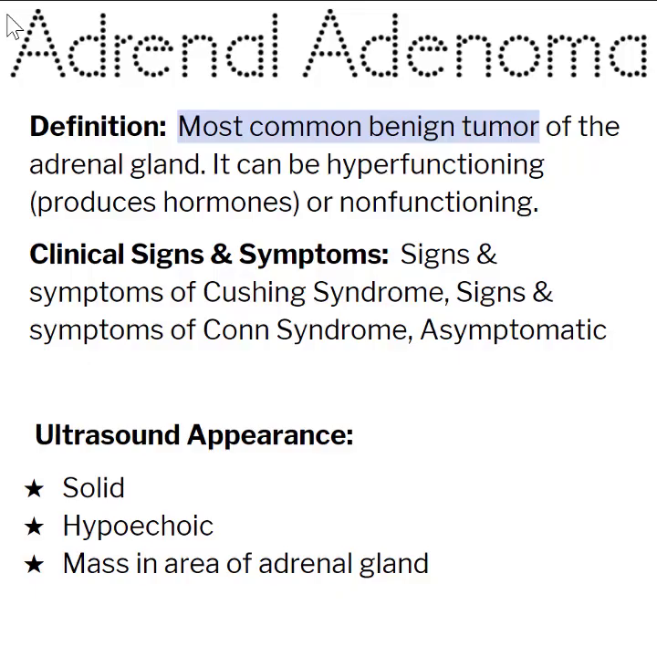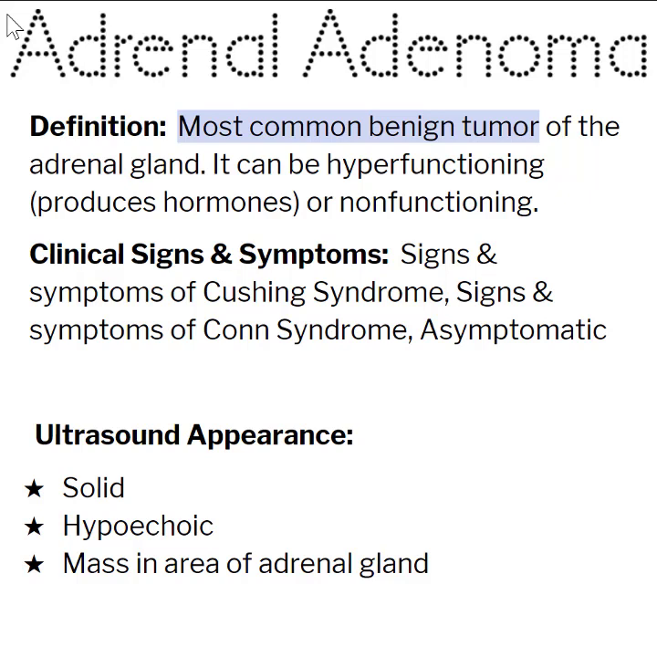So adrenal adenomas are the most common benign tumor of the adrenal gland. It can be hyperfunctioning, as we saw with Cushing syndrome and Conn syndrome, where it produces extra hormones, or it can be non-functioning. The clinical signs and symptoms of an adrenal adenoma include those of Cushing syndrome and Conn syndrome, or they can be completely asymptomatic.